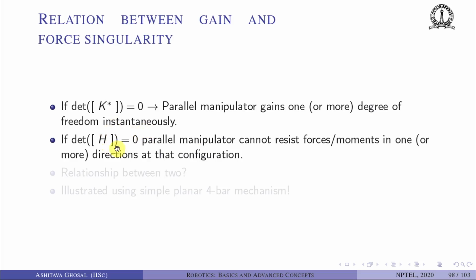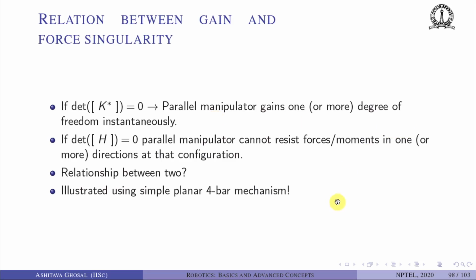If determinant of H equals 0, the parallel manipulator cannot resist forces or moments in one or more directions at that configuration. Okay, this is what I have shown in the last few slides. So the question is, is there a relationship between the two? Okay, what happens when you cannot resist forces, and what happens when you gain one or more degrees of freedom?